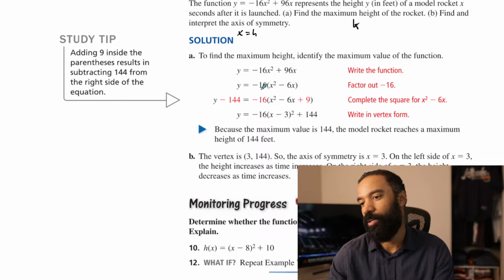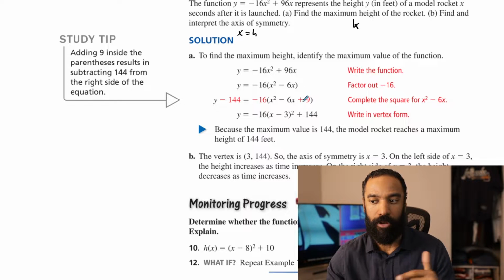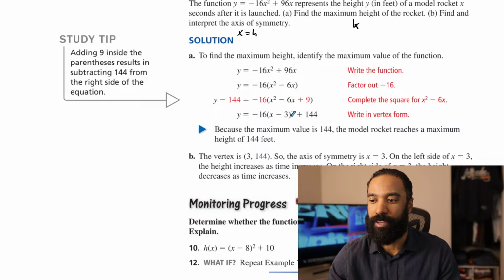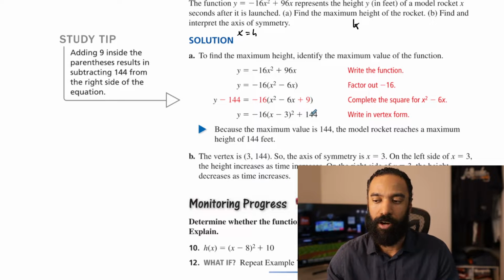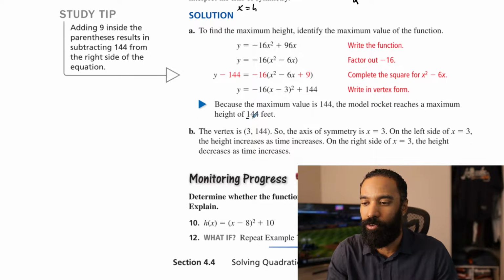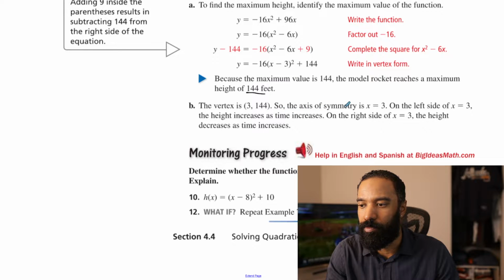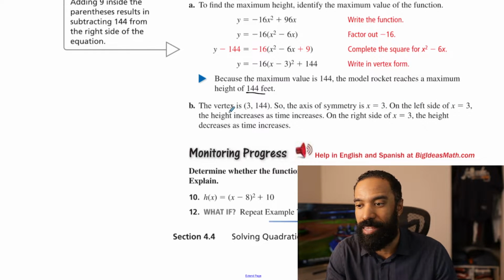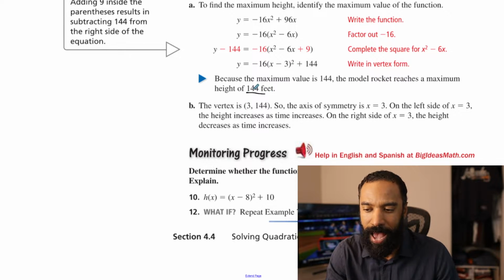We subtract 144. Now, I'm going to do it on the same side of the equation. They do it on the other side. They bring it back over. X squared minus 6x plus 9 factors to x minus 3 quantity squared. Here's your vertex form. Your vertex is at 3, 144. X equals 3 is the amount of seconds it takes to reach the max height. 144 feet. Y is 144 is the maximum height. 144 feet. So to interpret it, again, their interpretation is on the left side the height's increasing, on the right side the height's decreasing. Yeah, that's fine. But it reaches the max height at x equals 3.